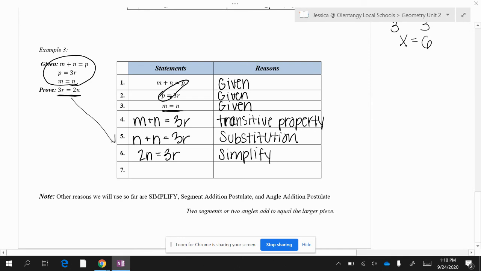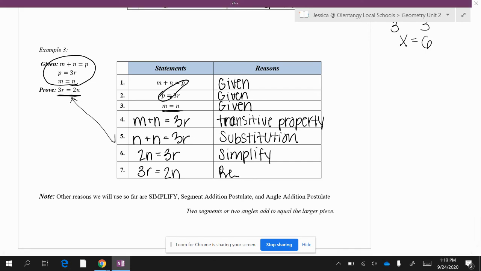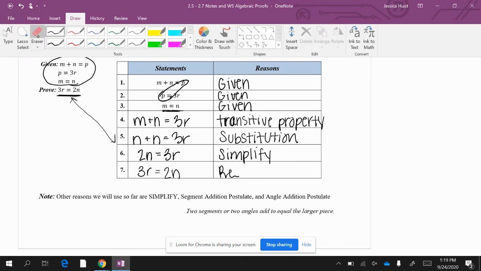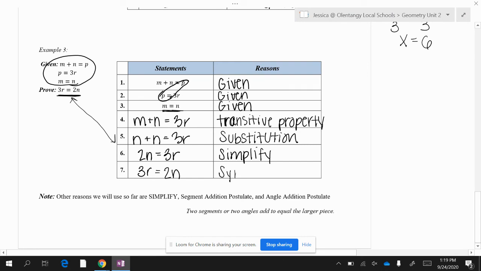We're close, but do you see how my proof statement has 3R coming first and then 2N at the end? So we need to flip that around because, like I said, your last statement needs to look exactly like what you were trying to prove. So this should be 3R equals 2N, and that would be the symmetric POE, because we're flipping it around.